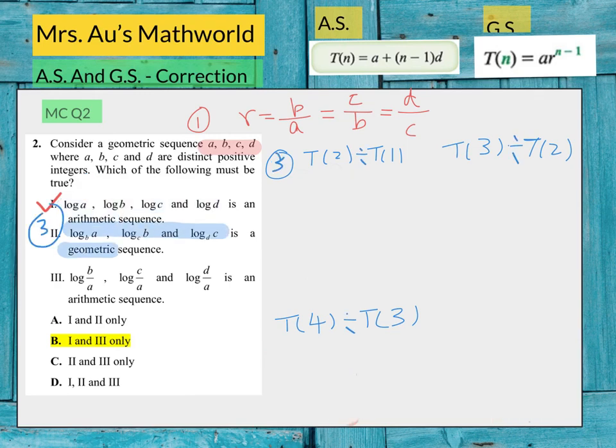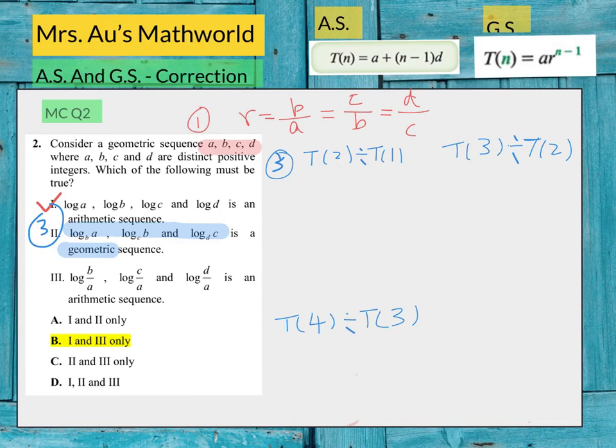Right now, we are going to do step 3, which is going to check for the second statement. This time the question asks us to check whether it is a kind of geometric sequence. So we need to check whether we have got a common ratio for it: second term divided by the first term and so on.